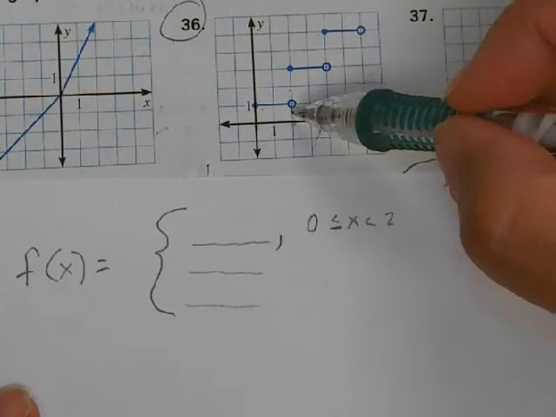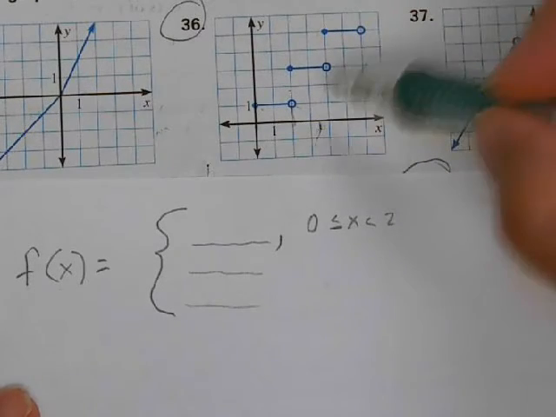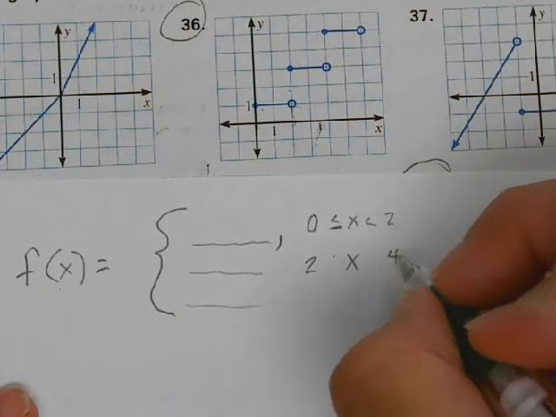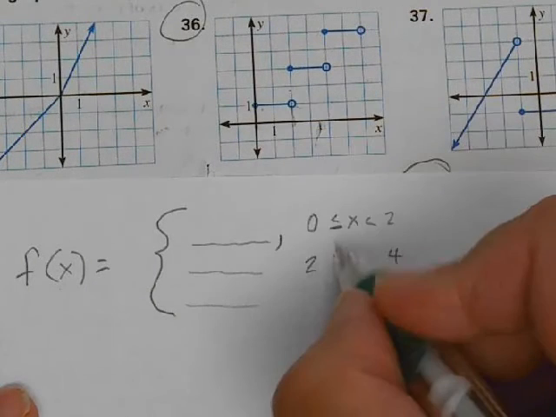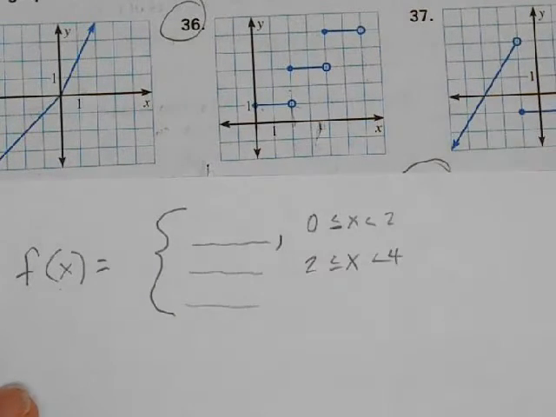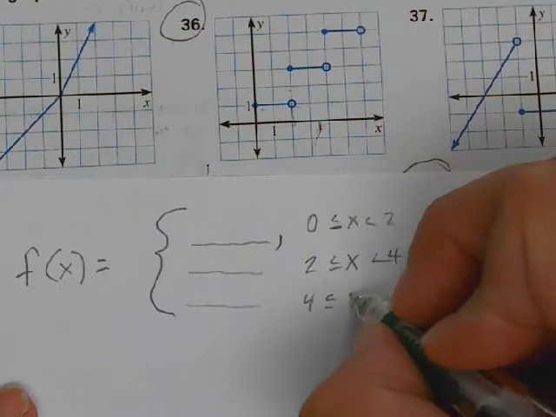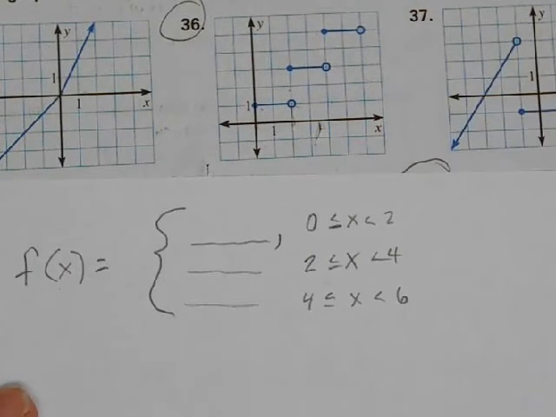The next one goes between 2 and 4. And notice at 2, it has the bar, and at 4, it doesn't. And then the next one goes between 4 and 6. So let's think about what the equation looks like at these places.